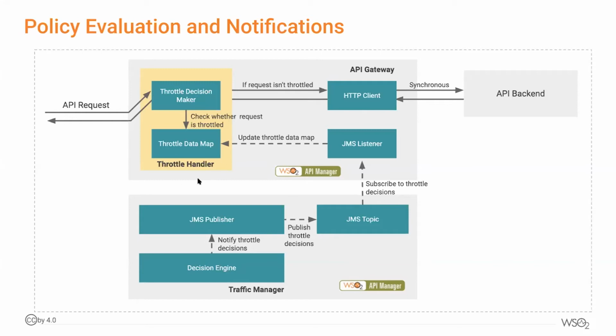Each gateway maintains the throttle data map to check whether a request is within the allocated quota. A gateway updates their throttle data map from the JMS topic data. If the request is not throttled, it will go forward in the path to the API backend. If it is throttled, error message will be sent as API response.